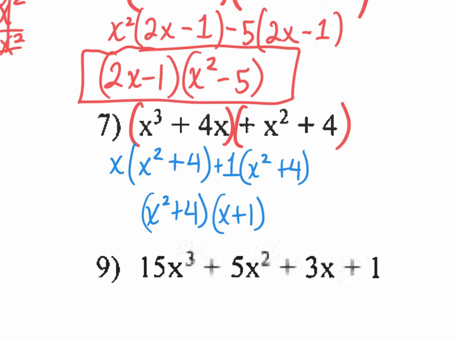Okay, and again, just to check to see if I got it right, x squared times x is x cubed. X squared times 1 is 1x squared. 4 times x is 4x. And 4 times 1 is 4. Okay, I can deal with that.